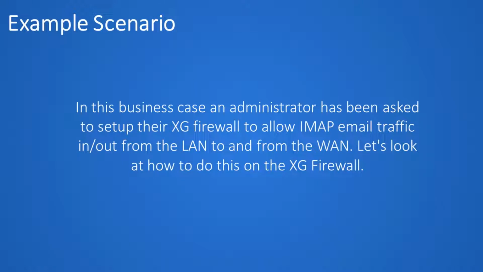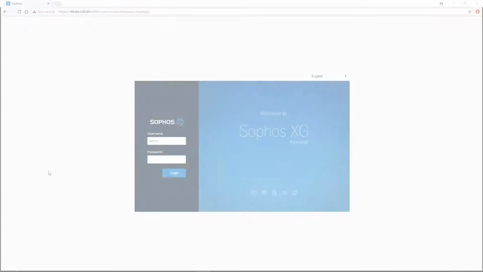An administrator has been asked to set up their XG firewall to allow IMAP email traffic in and out from the LAN to the WAN. Let's look at how to do this on the XG firewall.